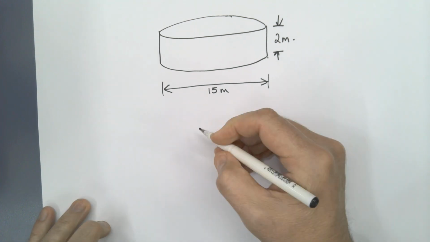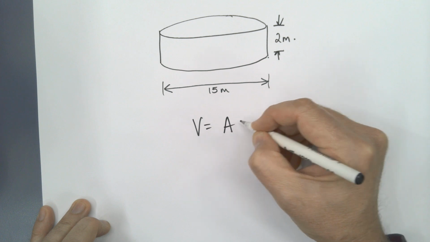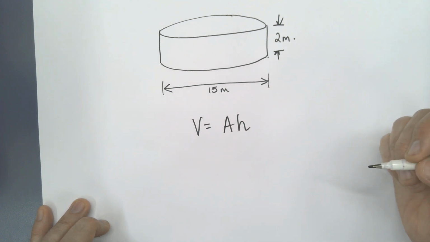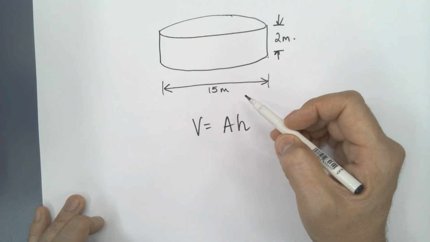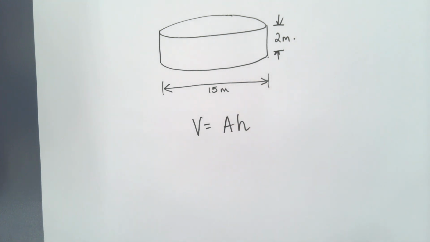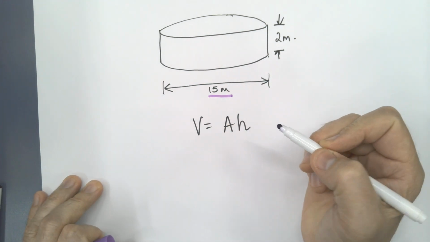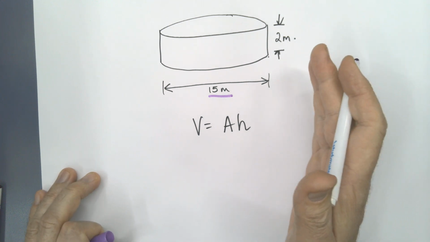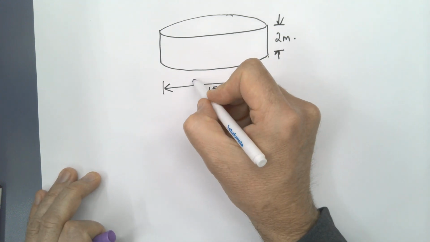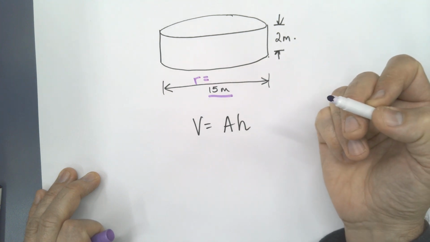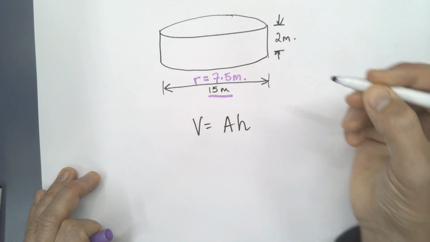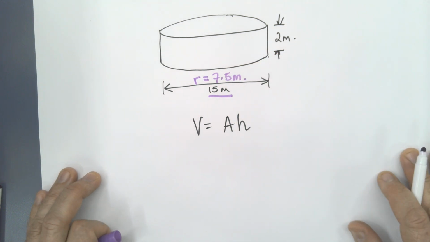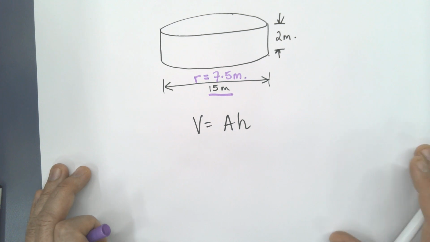Okay, so we start with the same thing. Volume is area of the base times the height of the cylinder. So what's going on here? Feel free to write on the diagram. That is diameter, which is not what you want. You always want radius. Whenever there's something circular, you always want radius. So I can just write above here, radius is half of 15, which is 7.5. That's what I'm going to use. I'm not going to use the diameter.